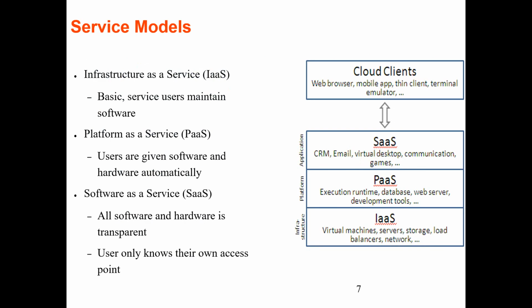In infrastructure as a service, you get the basic service, and the user maintains the software. In platform as a service, the users are given software and hardware automatically. In software as a service, all software and hardware is transparent. The user only knows their own access point.